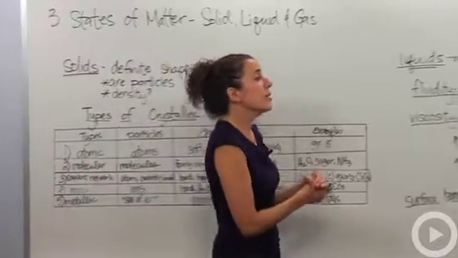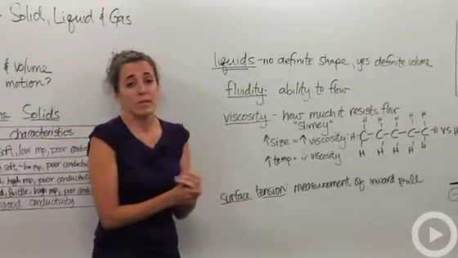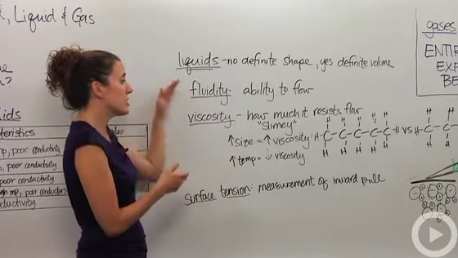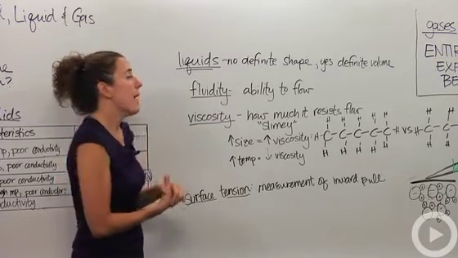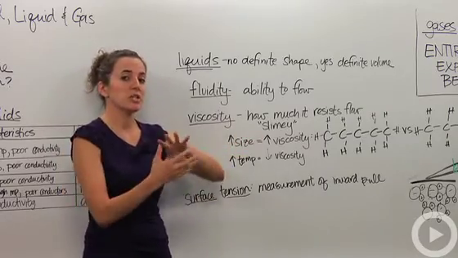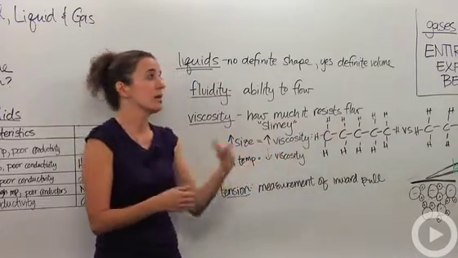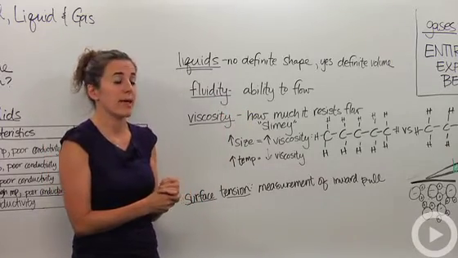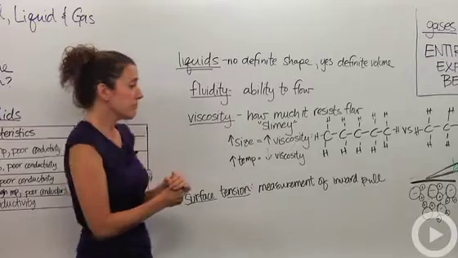Next type of phase is liquids. Liquids have no definite shape, and they do have a definite volume. They have characteristics, one of them being fluidity. Fluidity means the ability to flow. So something they have over solids is that they can flow over themselves, along with gases. Gases can do this too, and actually a little bit better than liquids can.